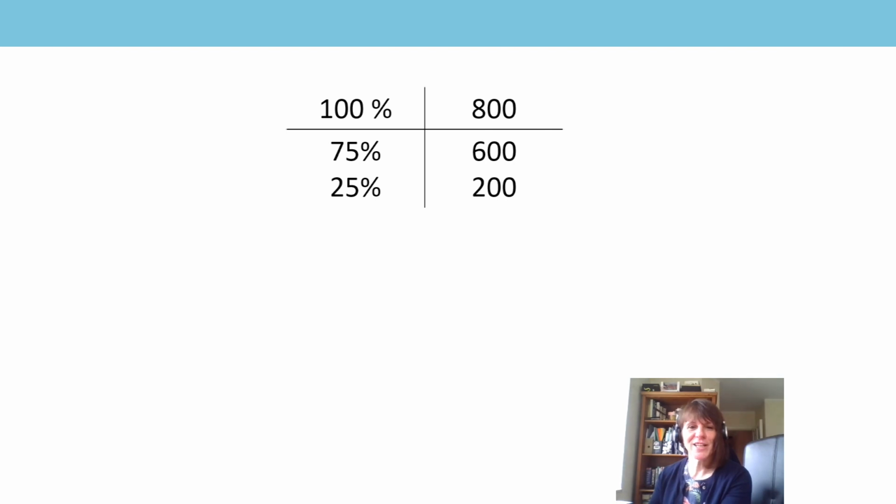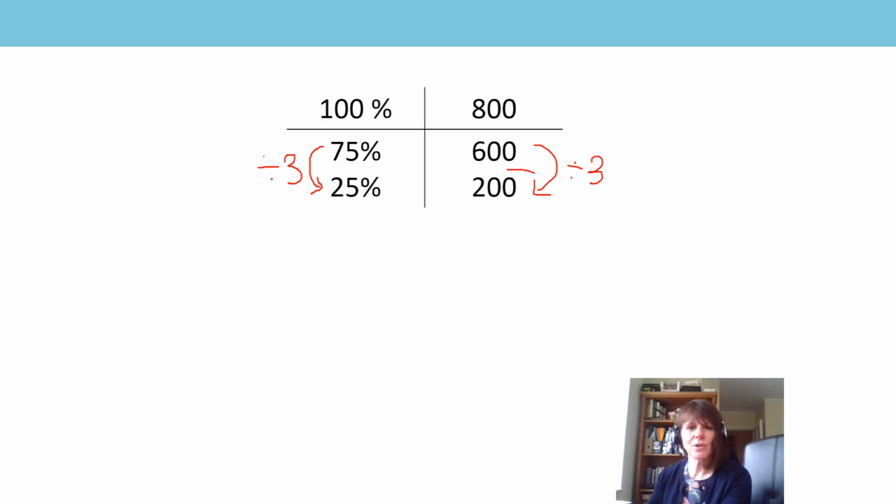Okay, I've put those values in and I'm going to see if you can explain how you worked out 25%. Yeah, I can hear you saying it now. You divided 75 by 3 because 75 divided by 3 equals 25. So 75% divided by 3 equals 25%. And therefore I'm going to divide 600 by 3 and that will equal 200.